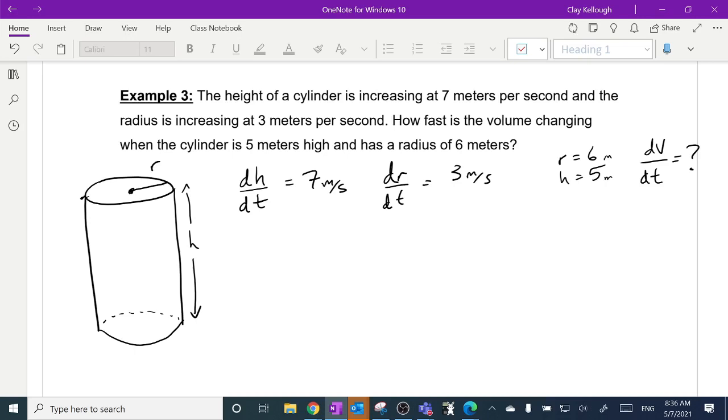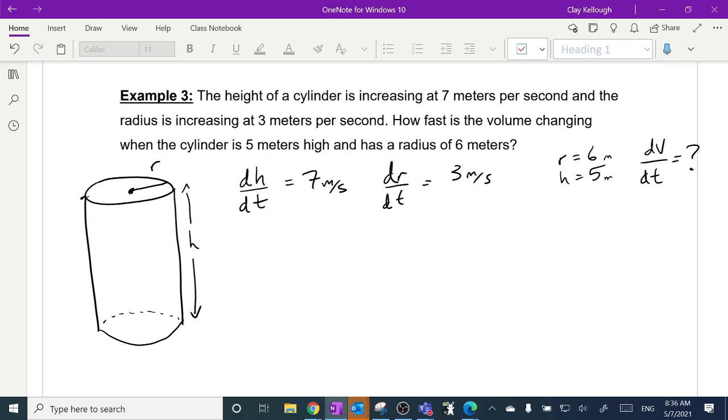I don't have a little animation for this one, so you just have to use your imagination. Imagine that this height is getting taller at a rate of 7 meters per second, and this radius is expanding at only 3 meters per second. So it's getting taller faster than it's getting wider, so it's getting skinnier. But it is getting bigger, right? Its volume is constantly increasing. And it's not increasing at a constant rate.